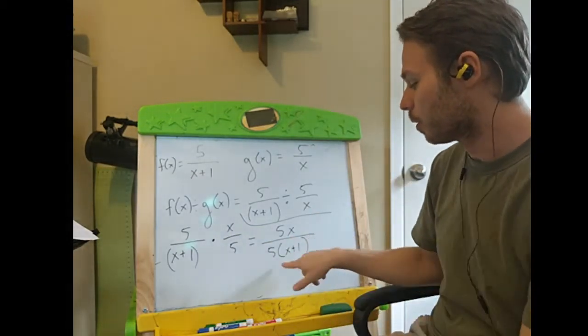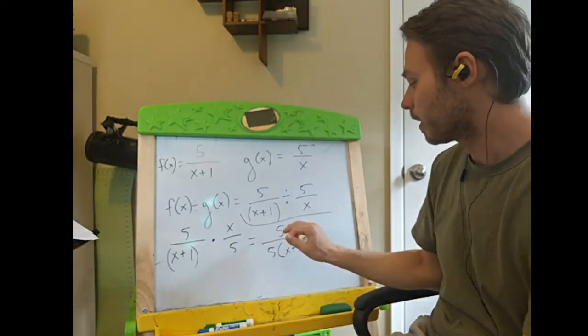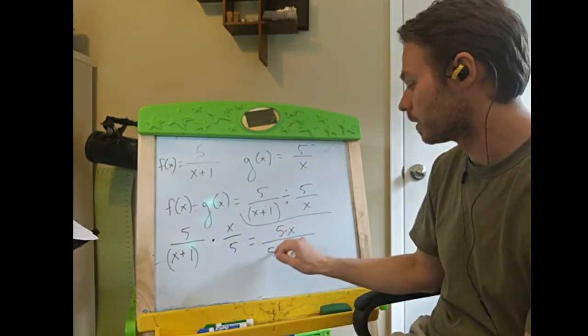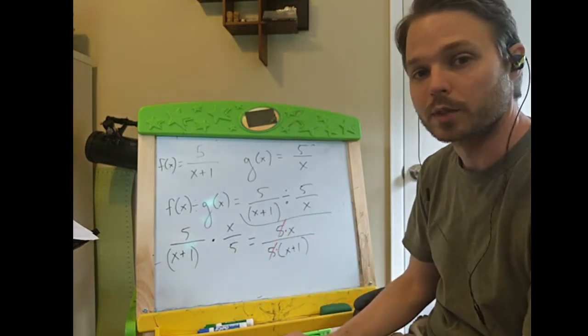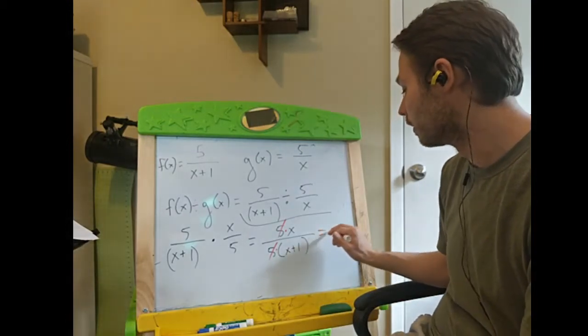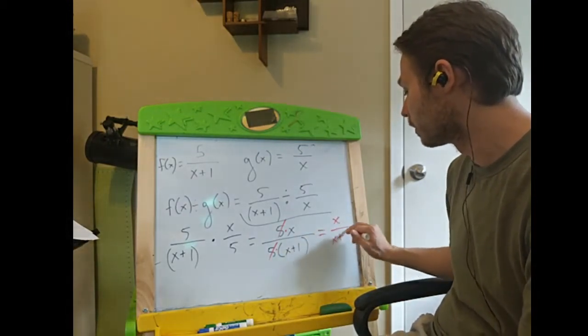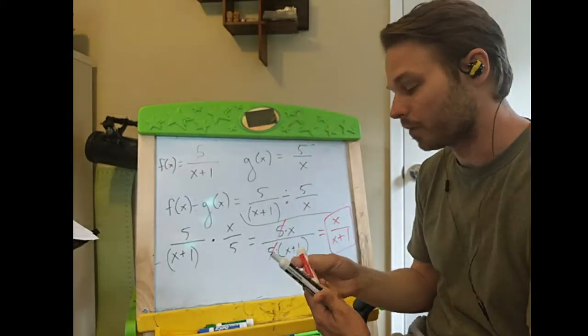The reason it's nice just to go ahead and leave it factored here is because if you notice, this is 5 times x and this is 5 times x plus 1. Now the 5s are actually just going to divide themselves out. And we get a little bit of a simplification here. So x over x plus 1, that's going to be my final answer.